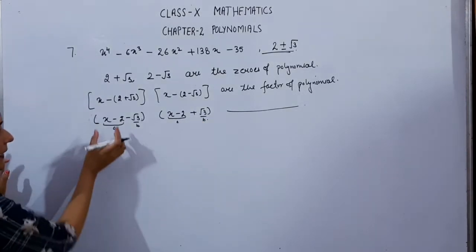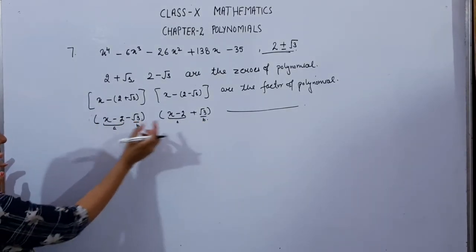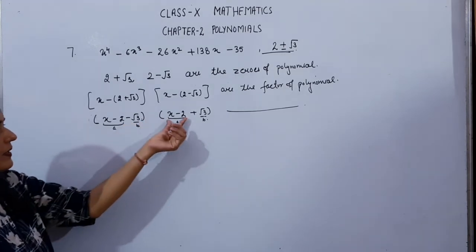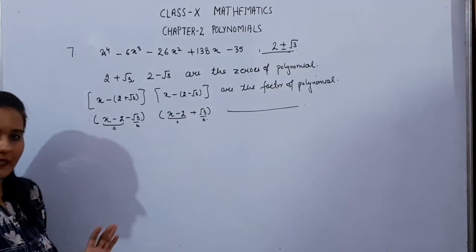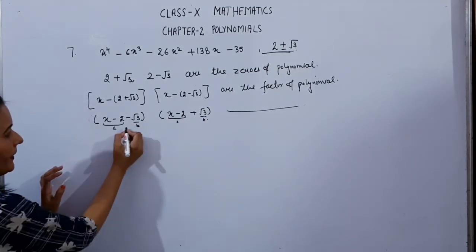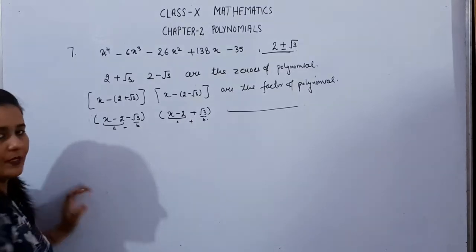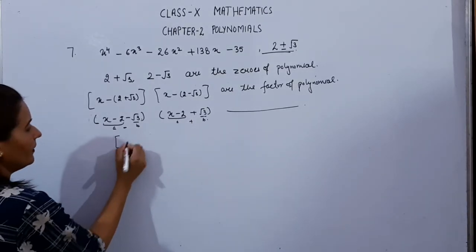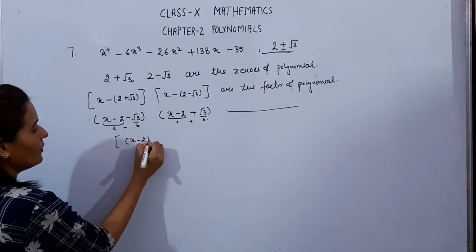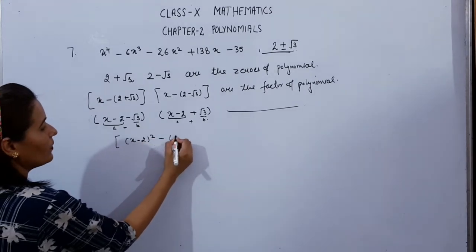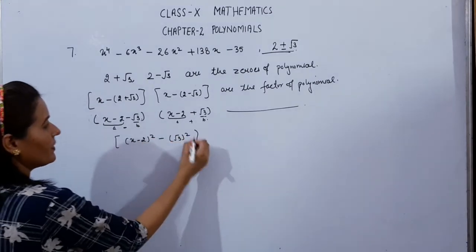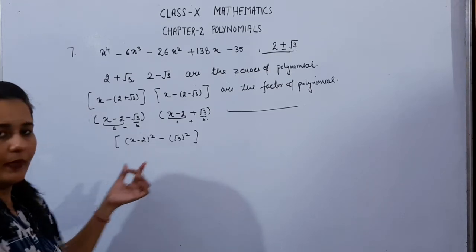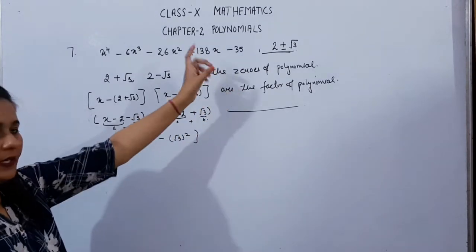So, what you are getting? A minus B, A plus B. First term minus second term, first term plus second term. This is the identity, A minus B, and here it is A plus B. So, the formula is A square minus B square. So, it will become x minus 2 square minus root 3 square. We are just simplifying up to the factor to get a proper polynomial to divide, okay.